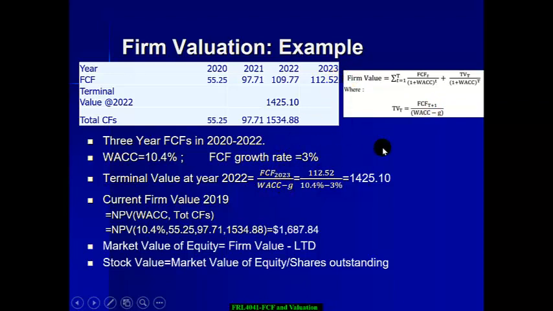Okay. So once we get the terminal value, now we can discount the total cash flow. For year 3, we add free cash flow 3 plus terminal value. We can discount the total cash flow at WACC to come up with the current firm value at 2019. Okay. So if we subtract the long-term debt of 2019, we can get the market value of the equity, right? Then divide by the number of shares outstanding, and we come up with the stock value per share. So that's one of the popular ways to do security analysis as well.